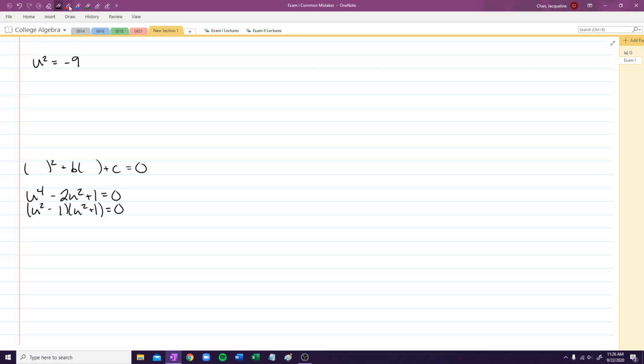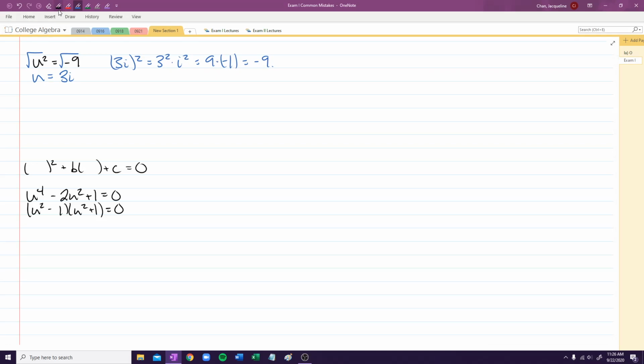But a lot of you, what you did is you took the square root to both sides, right? And then you said u is equal to, let's say, 3i. Because remember, 3i quantity squared, that is 3 squared times i squared, that is 9 times -1, which is -9. Right? So 3i quantity squared is what gives us -9. So this is wrong. Why is it wrong?